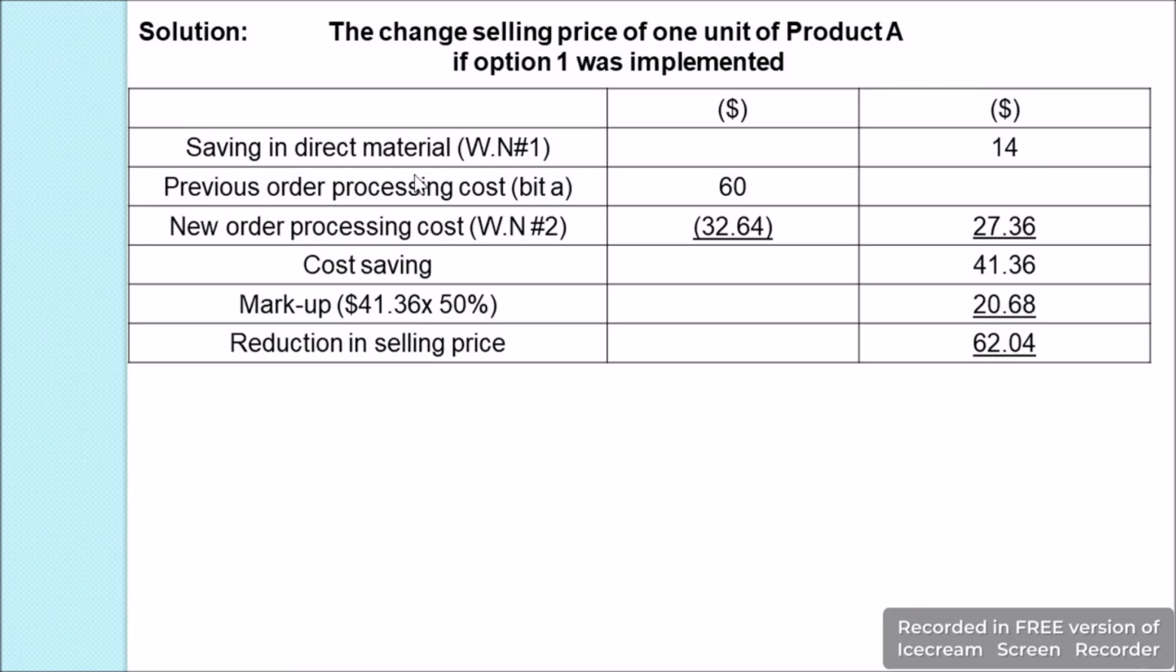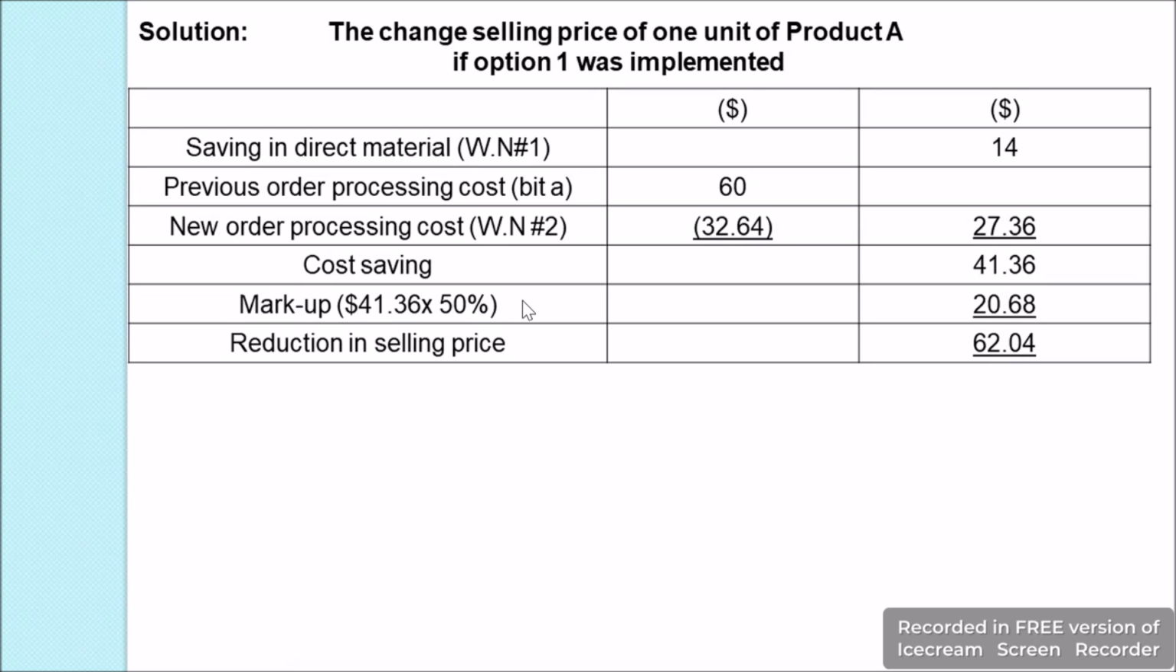Furthermore, the previous order processing cost which we calculated in part A of the question was $60. Now if option 1 is implemented, the new order processing cost which we calculated in the second working notes will be $32.64. So when we subtract this from $60, we get the reduction in the cost of order processing by $27.36. So when we add this, $14 plus $27.36, we get the total cost saving of $41.36. This is the reduction in the cost.